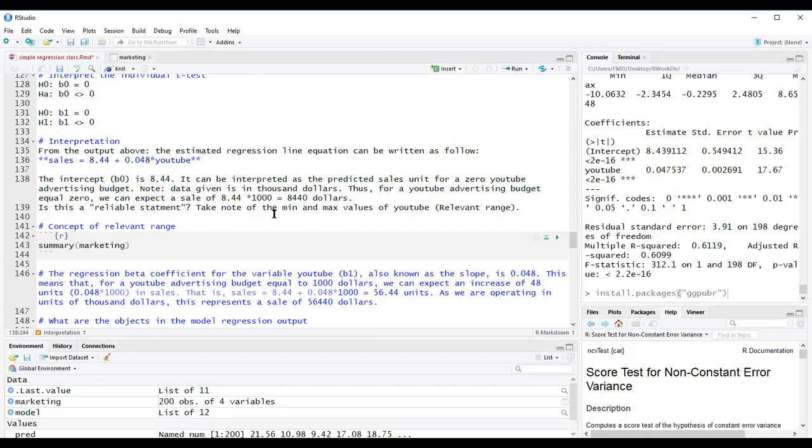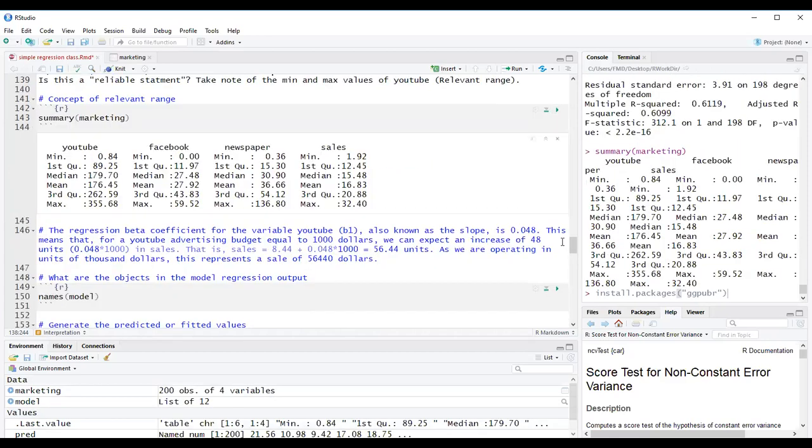All right. So my question is, is that a reliable estimate of sales when your YouTube budget is 0? To answer that, let's run this summary of marketing. If you take a look at YouTube, guys, what's the minimum value of YouTube?